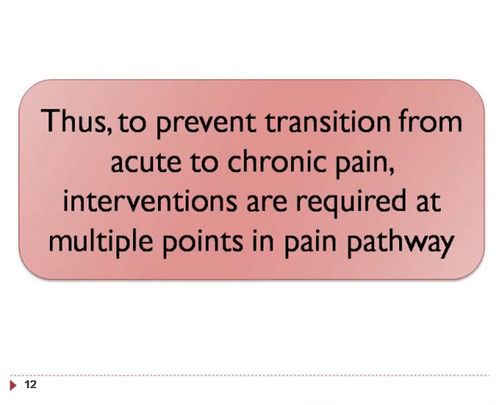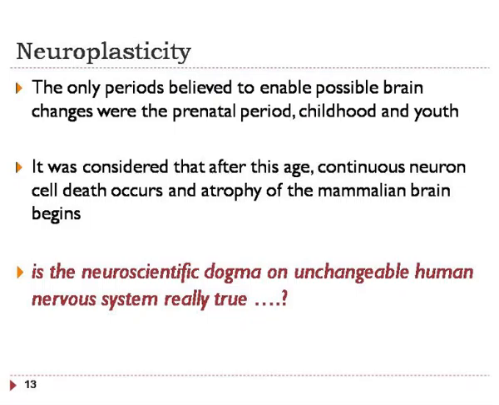So, if you really want to prevent pain, you must target at the peripheral level as well as the central level. Now, this term neuroplasticity, this is just to explain what we are understanding in our mind, why this pain is occurring and how this pain perception is changing. The neuroplasticity means that there is some kind of dynamic change occurring in the brain. But the very age-old concept was that the brain doesn't change in adulthood.